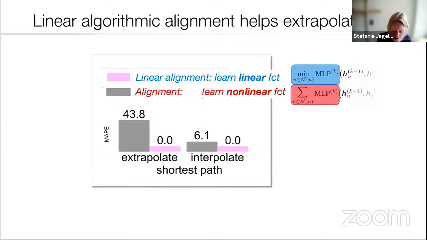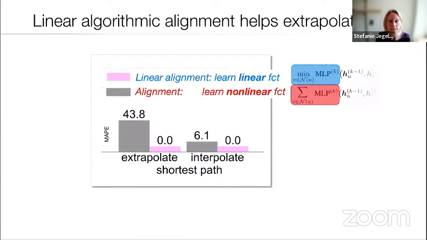But if you do extrapolation, the pink one still works. The pink one has the linear function, but the gray one has to learn a nonlinear function, and that one doesn't work anymore. So you see the difference only when you go out of distribution and you look at graphs that look very different. And the reason is that if, say, your degree distribution changes, the input ranges to your aggregation functions change, and hence they go out of distribution. So your aggregation functions become linear, and that explains this plot.